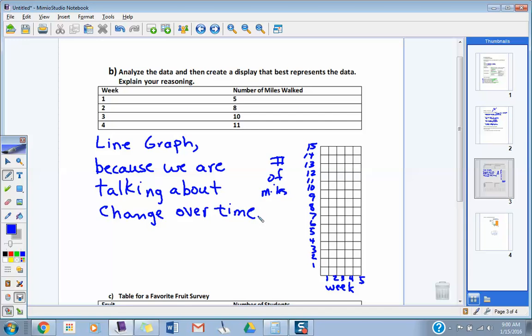So let's just go ahead and plot this and see what this looks like. Week 1, how many miles did you walk? 5. So this is basically like going to the point. Right 1 and up 5 and plotting this point. Boom. Week 2, how far did you walk? 8 miles. So go to the point 2, 8.